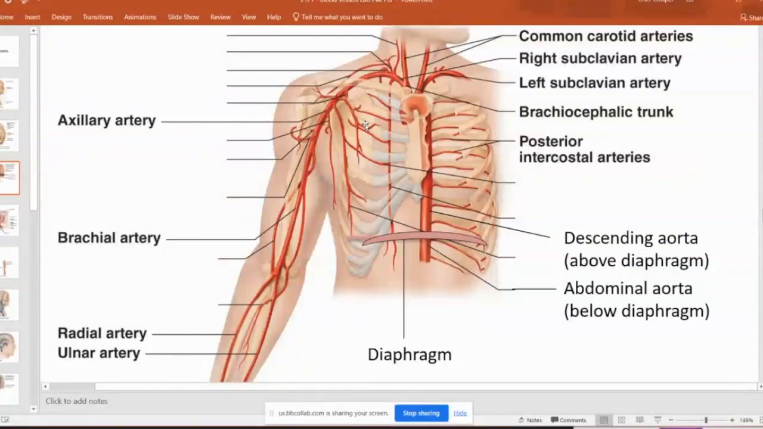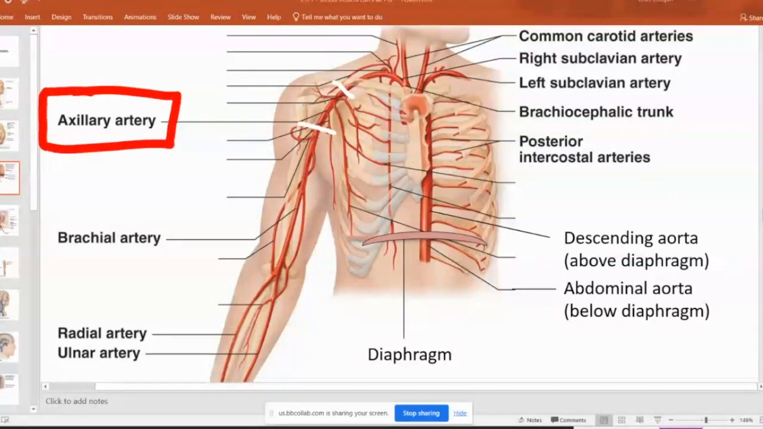So the other ones we're doing on this page are all seen right here. What about right here, once this gets way out into the arm, it gets a new name. But what I didn't tell you is that in here, when it's in the area of the shoulder blade, it has another name. So before the subclavian gets out in the arm and is the brachial, it goes through a little short period where it's called the axillary artery.